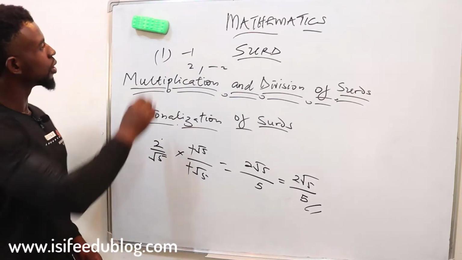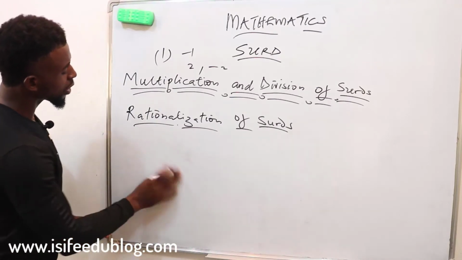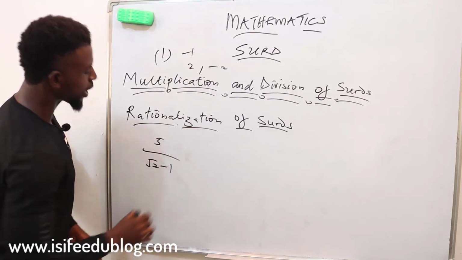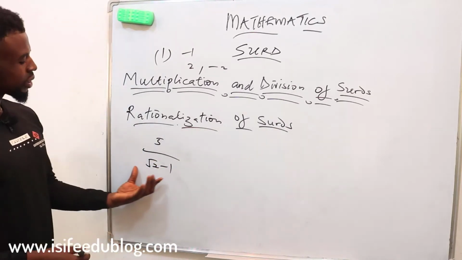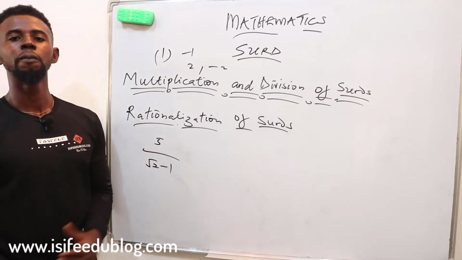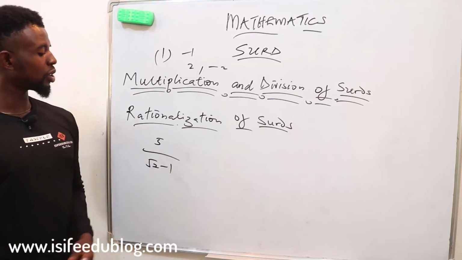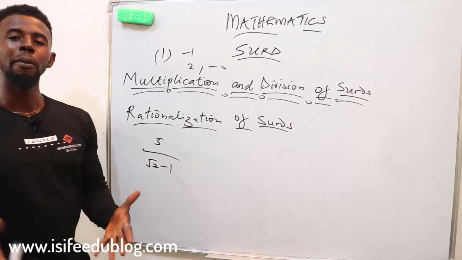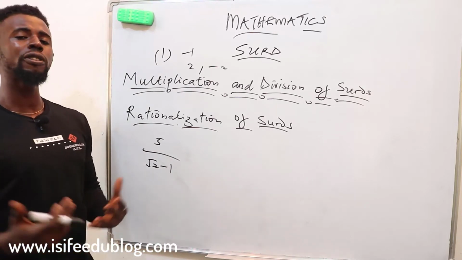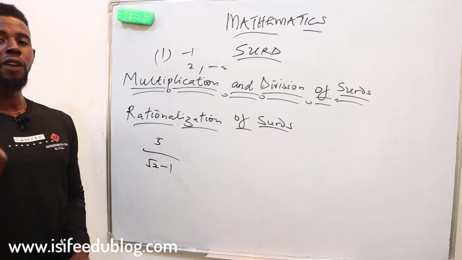Okay? So next we'll be looking at rationalization of compound SURDs. So if, for example, I have 5 all over root 2 minus 1. Now this is a compound SURD as our denominator. Now how do you rationalize? Remember, it is still the same thing. You multiply your numerator and your denominator by the conjugate of your denominator. But how do we find the conjugate of compound SURDs? Now it is very, very simple.